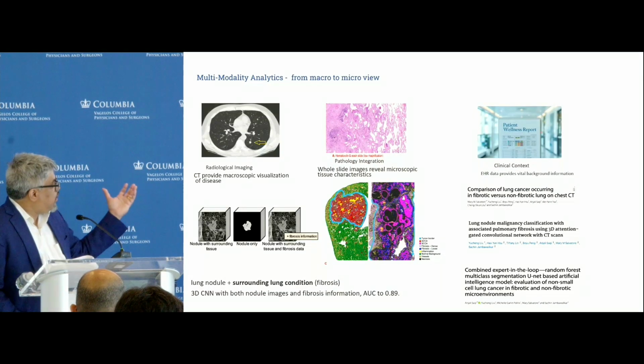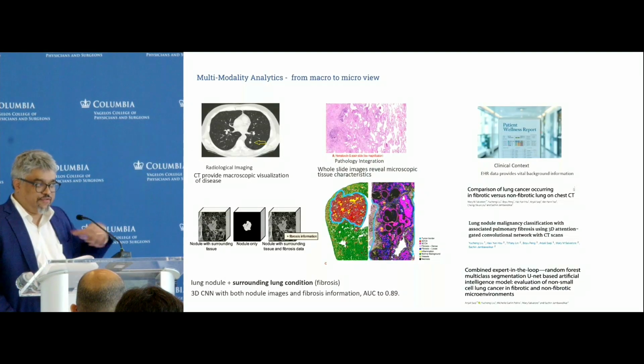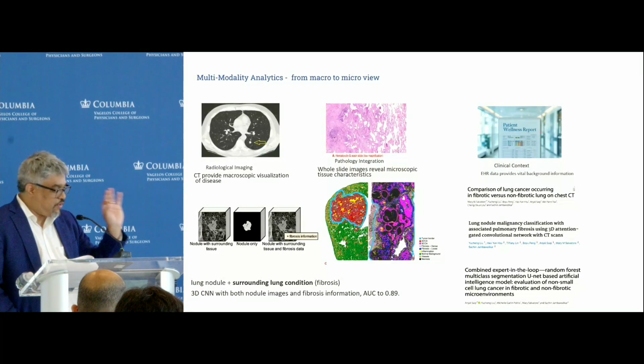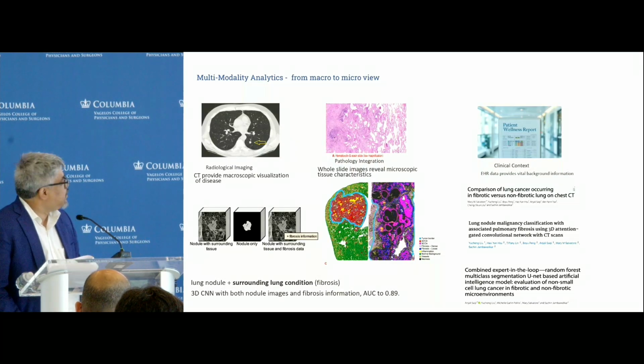One of the things we found in both CT and pathology data was that if the nodule is in a fibrotic environment, there is a high chance of it becoming cancerous, like a 10% chance for a small nodule to become cancerous as compared to 1% in a non-fibrotic environment. So this is some of the work we have done as well.